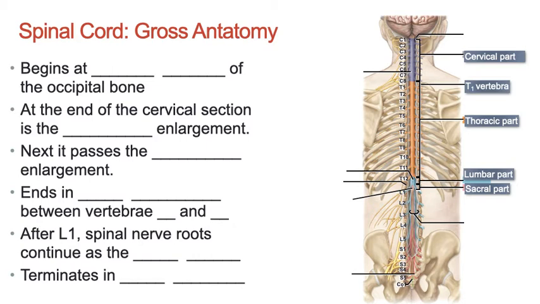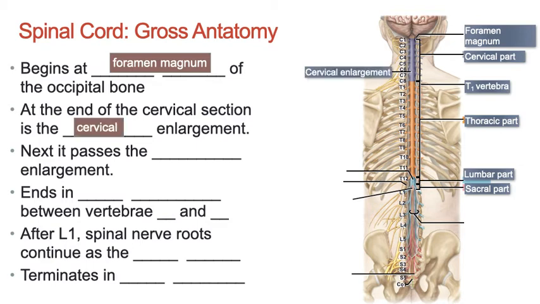So the spinal cord gross anatomy. It begins at the foramen magnum, which is located right here at the base of the skull. Remember, that's the large hole in the bottom of the skull, so it's going to exit through there. And then it is going to enter the spinal canal at the beginning of the cervical vertebrae. At the end of the cervical section is the first enlargement, and this enlargement is called the cervical enlargement. The second enlargement is the lumbosacral enlargement.